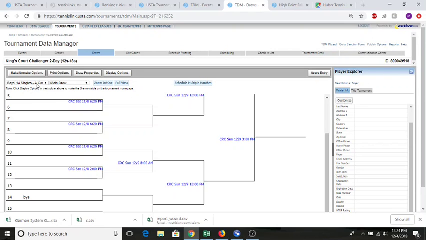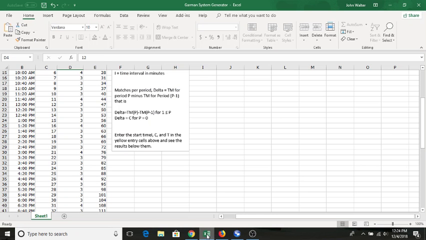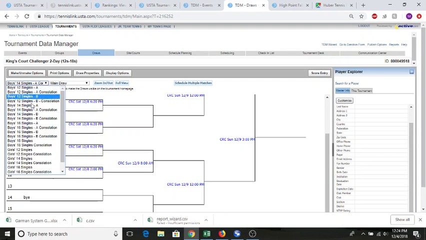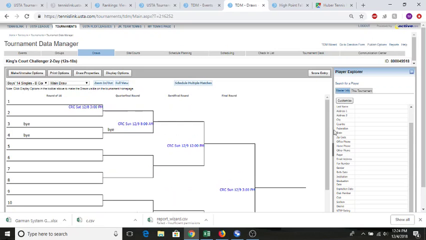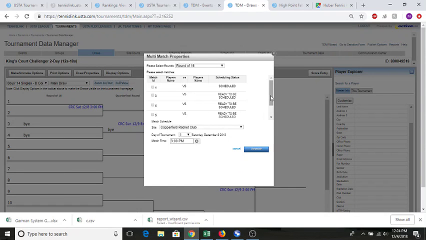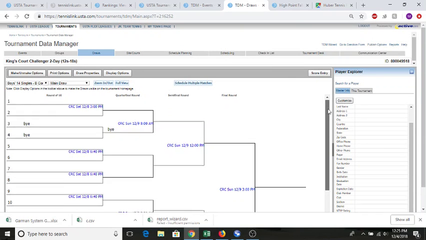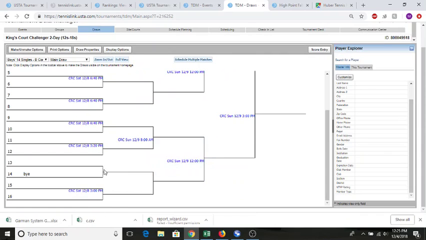So boys 14s A, my next one is boys 14s B for 640. I have 3 matches there. So I'll schedule all these for 640. And there's my Saturday scheduling.